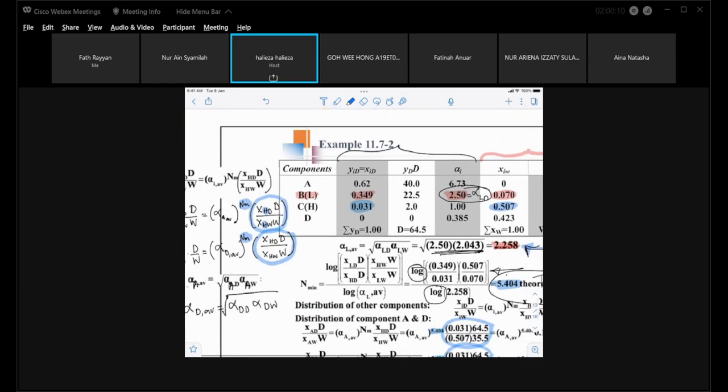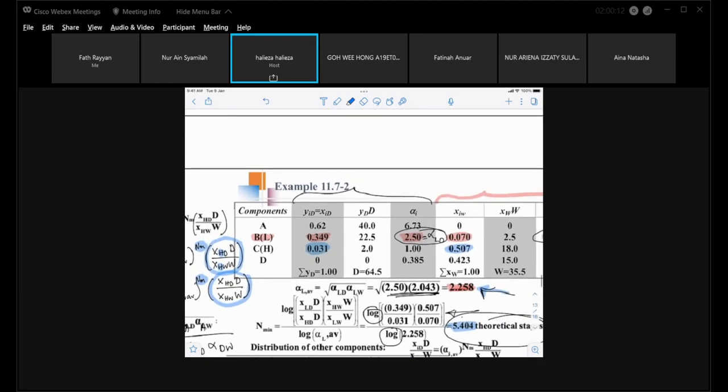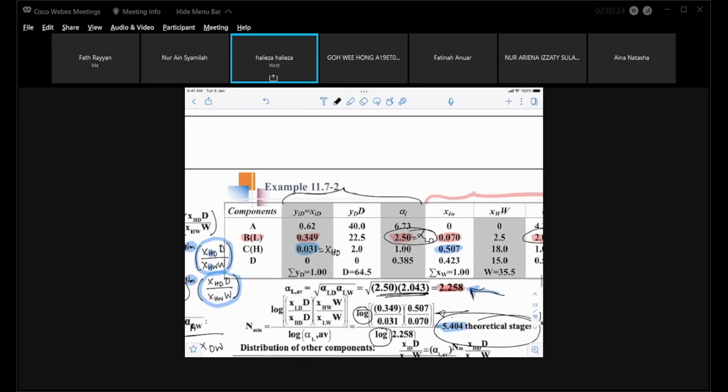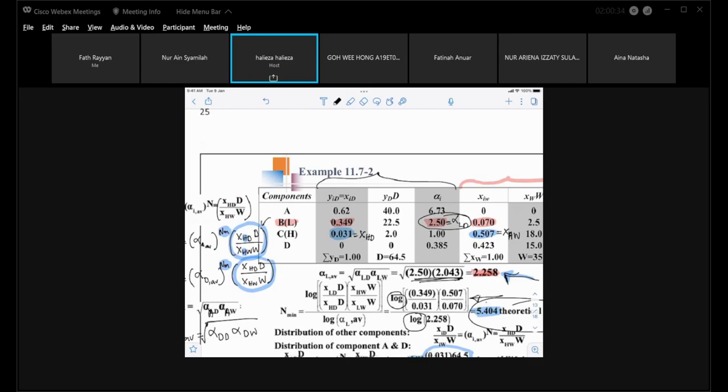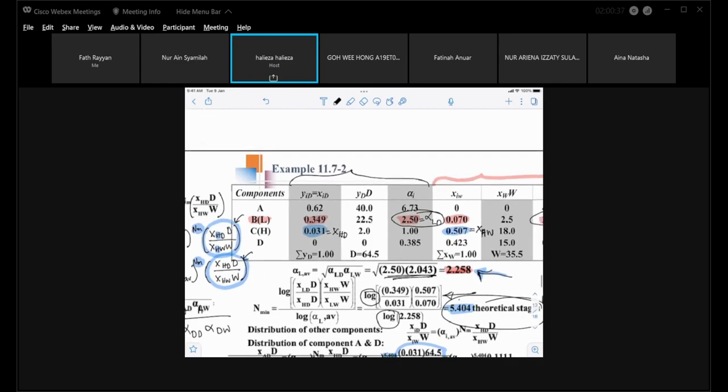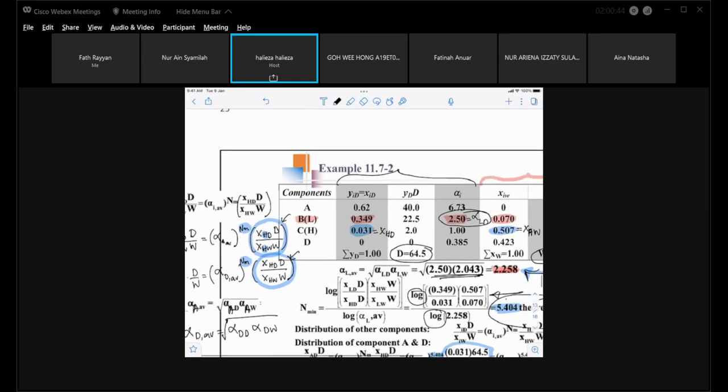So you can get the composition of the heavy key in the distillate. Let me write that: heavy key in the distillate. And the composition of the heavy key in the bottom product. You should be able to substitute it inside this equation. The flow rate of the distillate and the flow rate of the bottom product are there, so you should be able to substitute them as well.